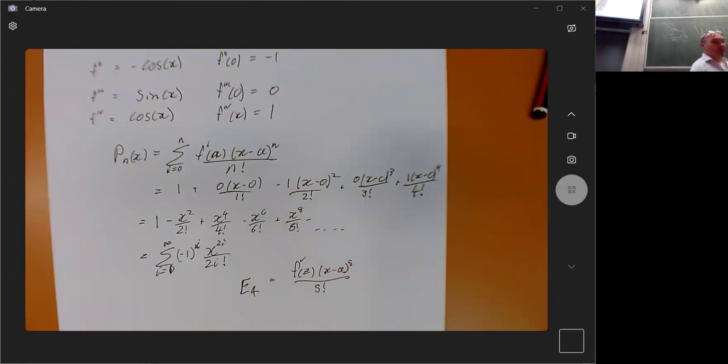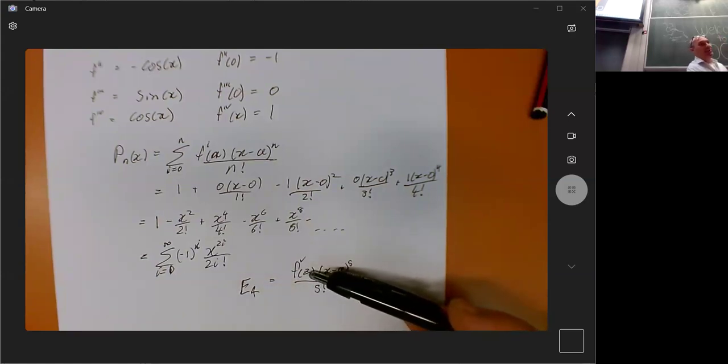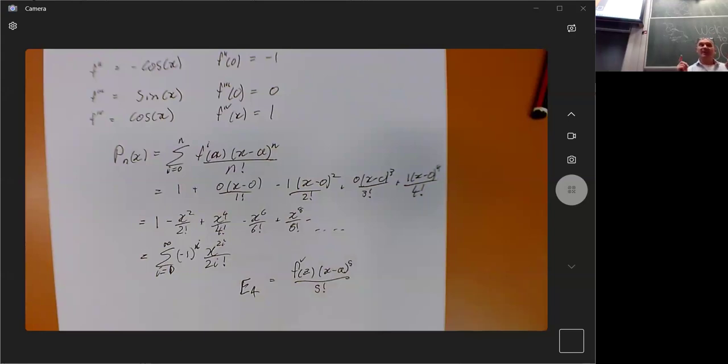All right. So when it's an error term, it's literally the next term, but rather than at a, it's evaluated at some z, which lies between x and a. That's the beauty of what Taylor did: he showed that there exists a value for this thing which makes it exact. When you want to understand what's actually happening, that's super important, because it allows me to use that thing as a bound for the error.